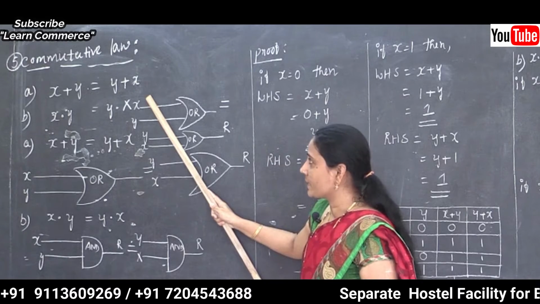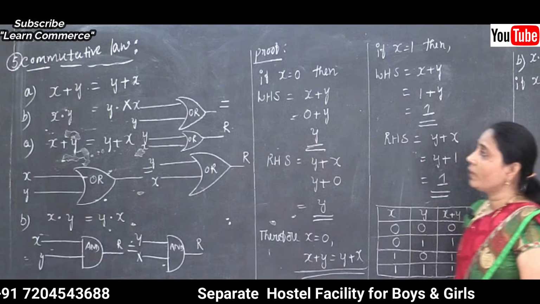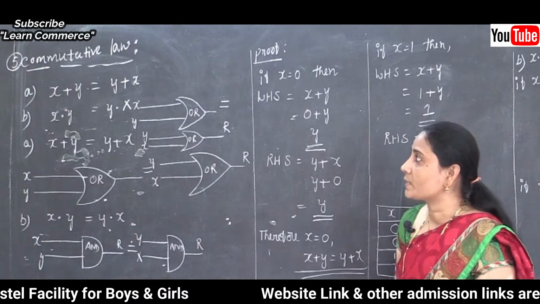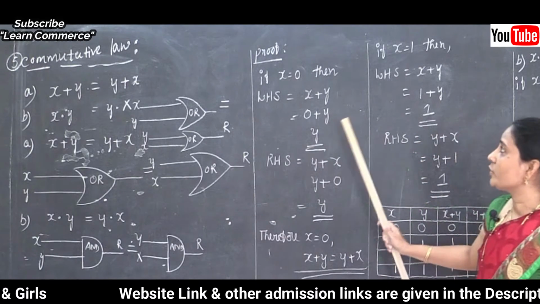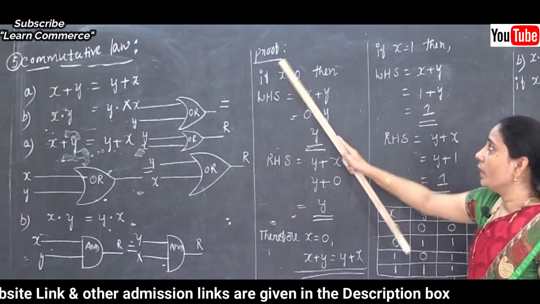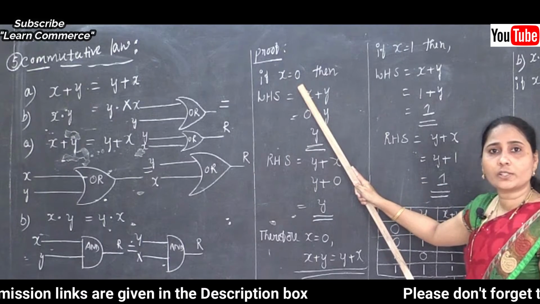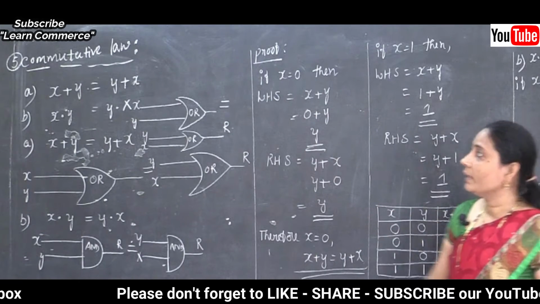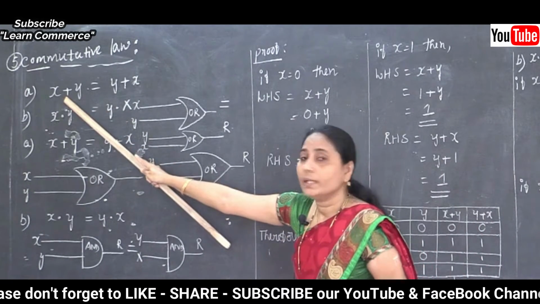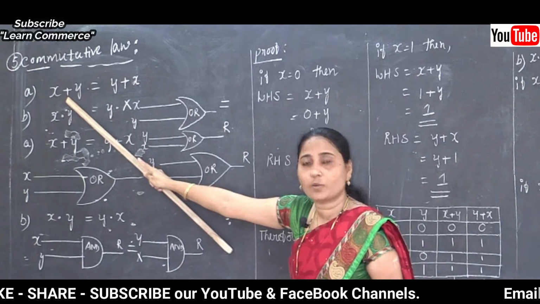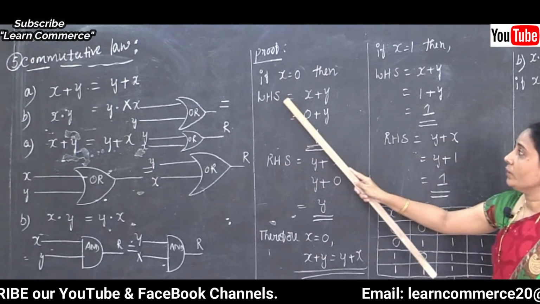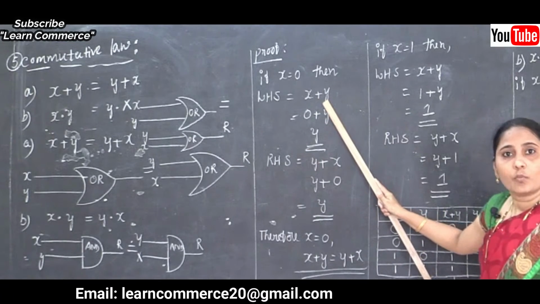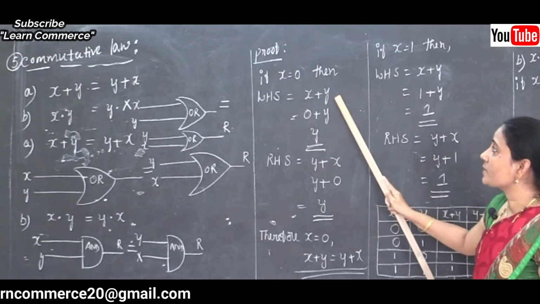So x plus y is equal to y plus x. Now let's prove it using the values x equal to 0 and x equal to 1. The first proof: if x value is equal to 0, then in the left hand side the variables are x plus y. So I am going to take the left hand side value, that is x plus y. Clear?